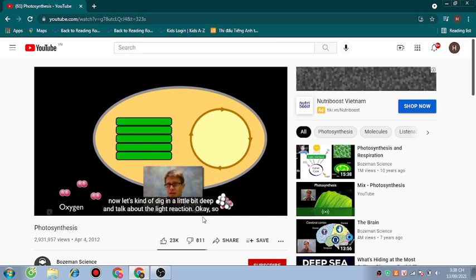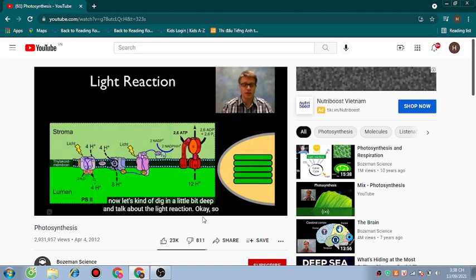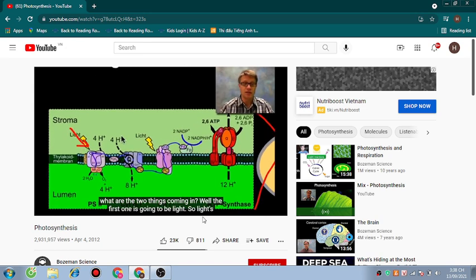But now let's dig in a little bit deeper and talk about the light reaction. Okay, so where are we? We are in the thylakoid membrane. So we are in this membrane right here, and we are going to zoom into that membrane. That's what the diagram is. What are the two things coming in? Well, the first one is going to be light. So light is coming in here. What's the next thing that we are going to have coming in? That's going to be water.